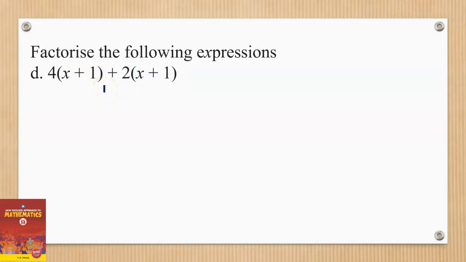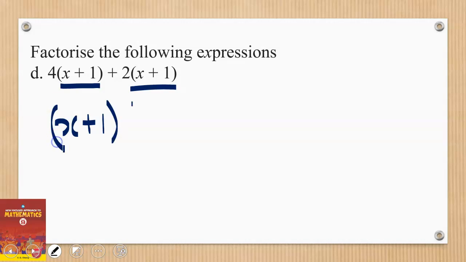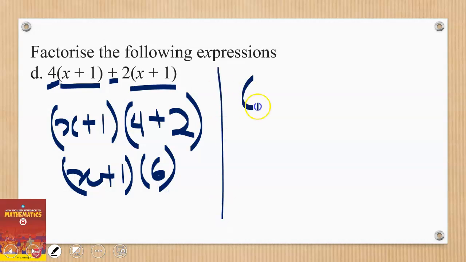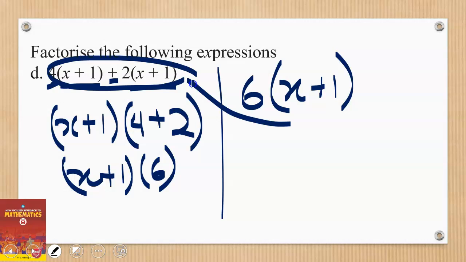So to factorize this, we see a common factor here. What is here is the same as what is here. So we can bring the common factor out. And when we bring it out, what we have here is 4 plus 2, and that becomes our answer. But because 4 plus 2 can be simplified, then we can write our final answer as x plus 1 times 6. Again, we can just write it as 6 into bracket x plus 1. So this is the factorized form of that.